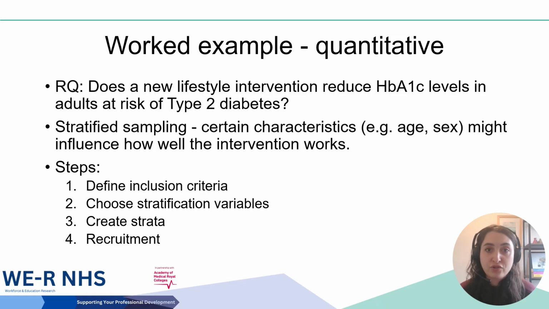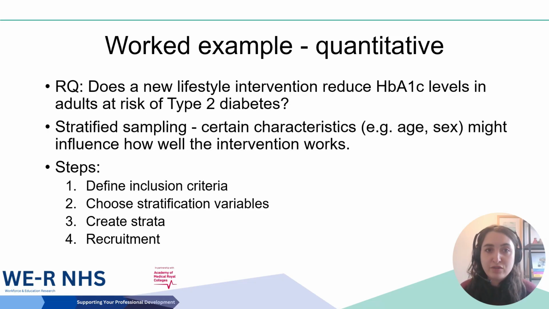You then need to create your strata, and this means dividing your population into subgroups based on the characteristics that are relevant to your research question, and then working out the proportion needed within your total sample based on proportions in the overall target population. So if you think of everybody in the UK who is at risk of developing type 2 diabetes. This is a made-up figure, but you might know from your target population that around 5% of men aged between 50 and 59 are at risk of developing type 2 diabetes. Therefore, you want to make sure that 5% of your total sample are men in this age bracket.